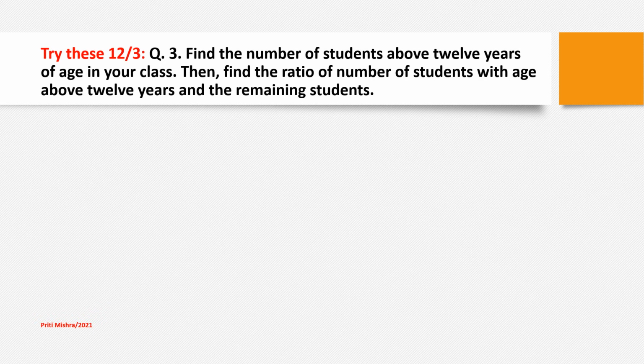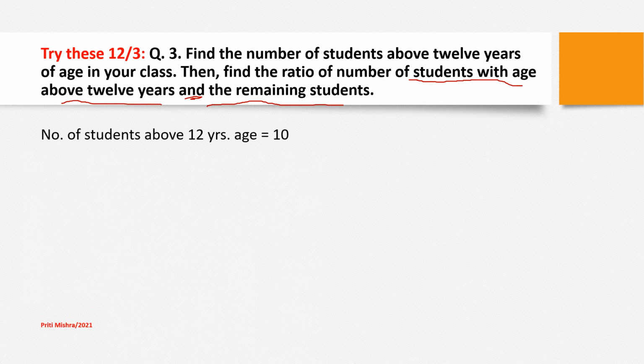Question number 3. Find the number of students above 12 years of age in your class. Then find the ratio of number of students with age above 12 years and the remaining students. So just see, children, the very first thing, the numerator part is the number of students with age above 12 years, and after this conjunction you have the denominator part.